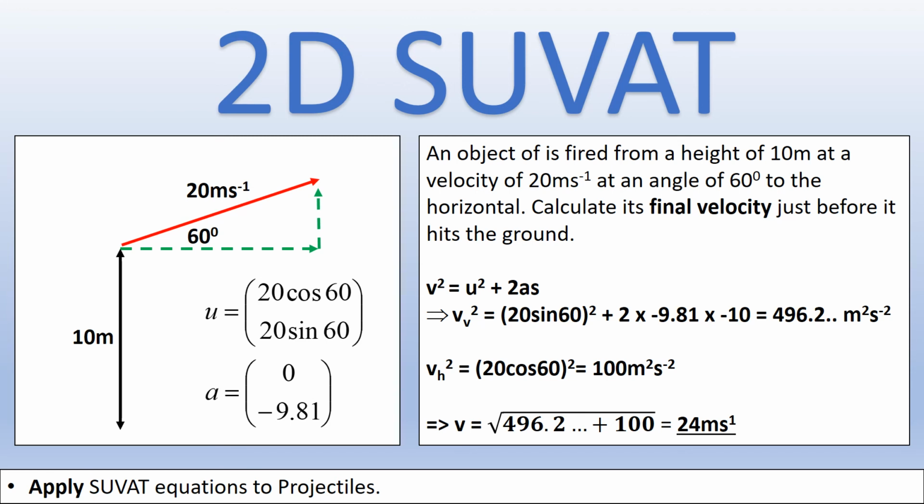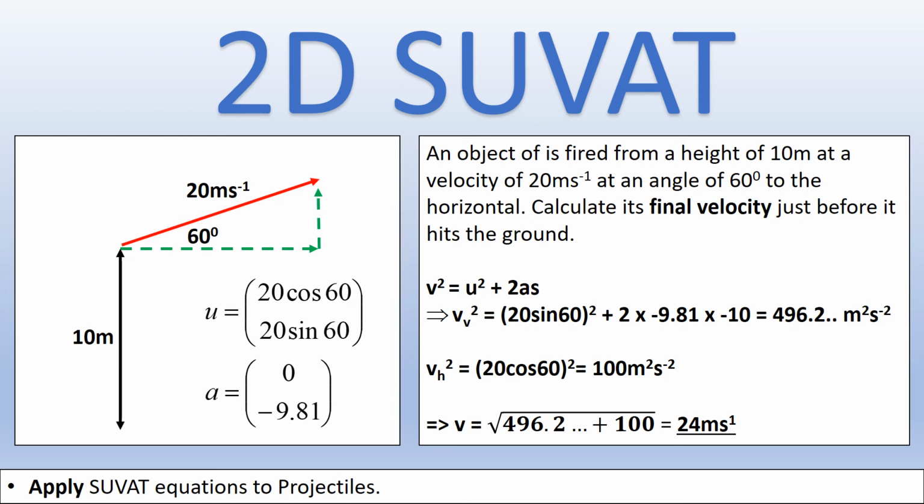In the vertical direction, we have to do a little bit more complicated because we need to figure out the velocity after it's gone up and come all the way back down again and is now 10 meters below its starting position. So we put in s is minus 10 into this equation here. We put u is 20 sine 60. That's the vertical component of the initial velocity. And I've left them as squares because we're going to be using Pythagoras in a second. So there was no point square rooting them at this point.